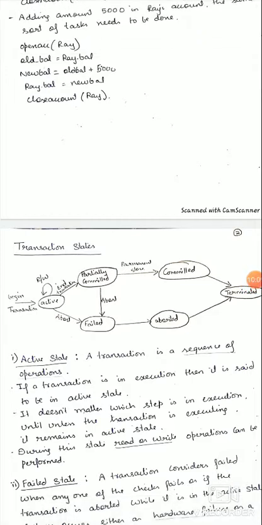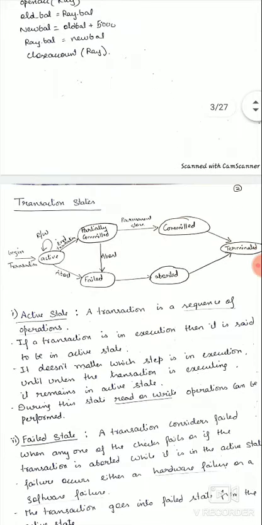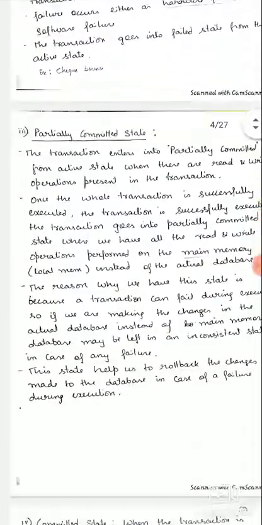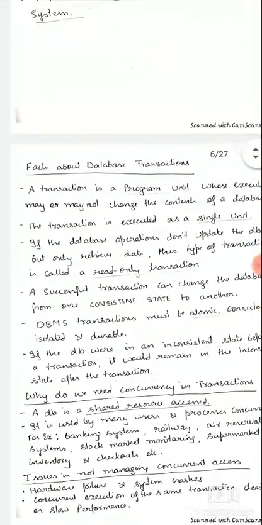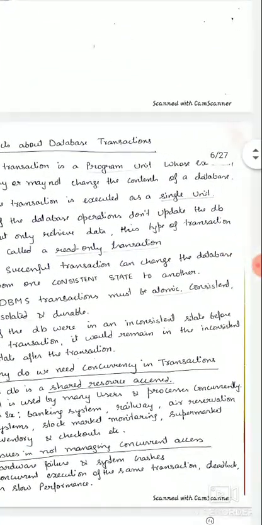So these are the different transaction states, that is active state, partial committed state, terminated, failed, and aborted state. Next we'll see the facts about database transactions.